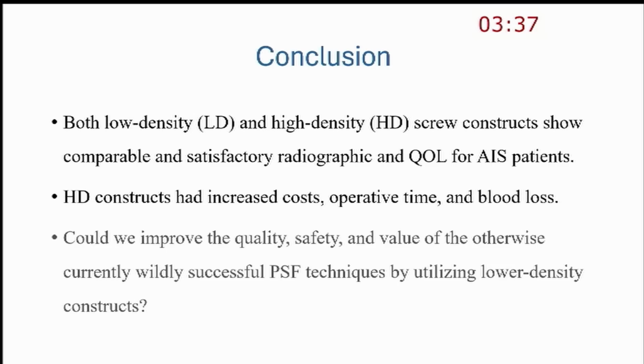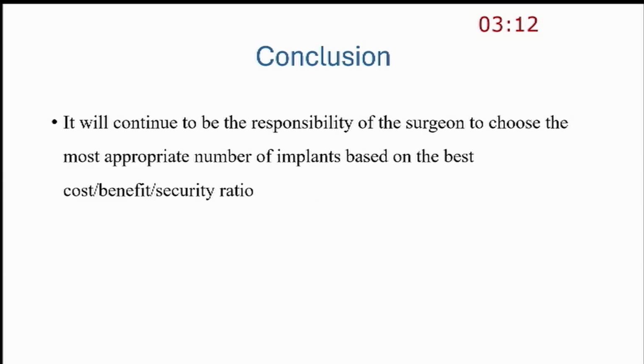In conclusion, both low density and high density screw constructs show comparable and satisfactory radiographic and quality of life outcomes for AIS patients. High density constructs had increased cost, operative time, and blood loss. Could we improve the quality, safety, and the value of otherwise currently widely successful pedicle screw fixation techniques by utilizing lower density constructs? This is a very important question. I have more studies to answer.